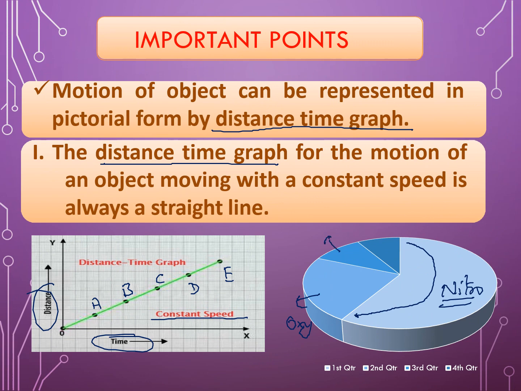Then let's say this is pollution of A type. And this is the dust or another type of pollution. So very easily you can say maximum nitrogen is present, then less than the nitrogen, oxygen is present, then pollution. So this is the use of the pie chart, where you can represent various quantities in one pie chart.